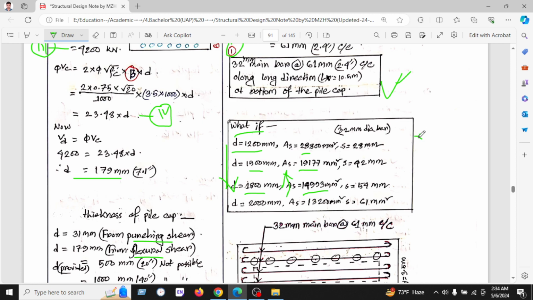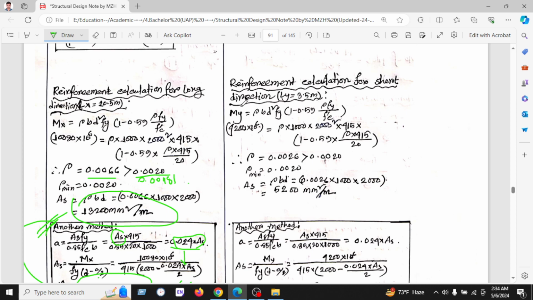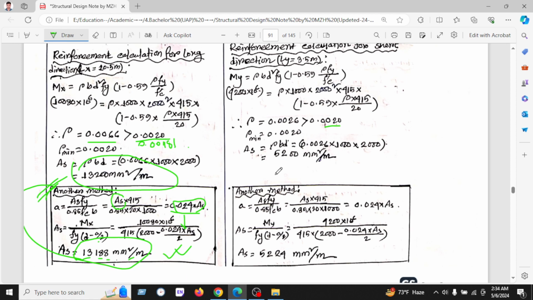Okay, so this is my another analysis. Reinforcement for the short direction, as we found: My = rho b d square Fy (1 minus 0.5 rho Fy by Fc'), and putting rho 0.026, which is greater than 0.002. So As is 5200 millimeter square per meter, where As equals rho b d, which is 5200 millimeter square.